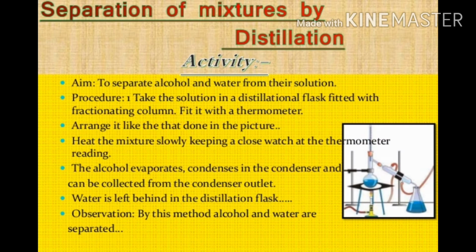This is the activity for the separation of a mixture by fractional distillation. Aim: to separate alcohol and water from the solution. Procedure: take the solution in a distillation flask fitted with a fractionating column. Fit it with a thermometer. Arrange it like that in the picture. Heat the mixture slowly, keeping a close watch on the thermometer reading. The alcohol evaporates, condenses in the condenser and can be collected from the condenser outlet.